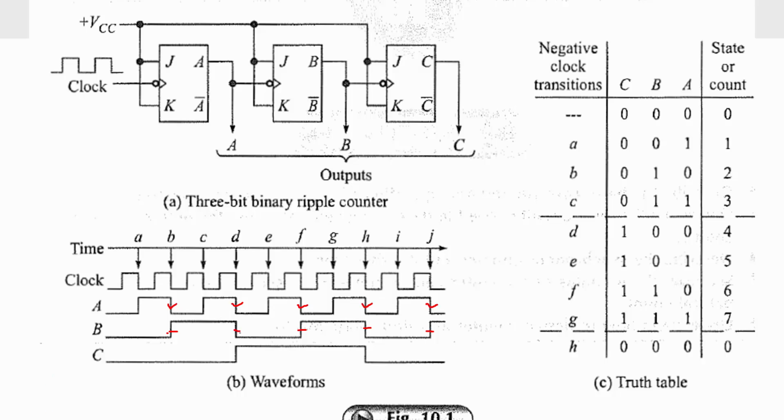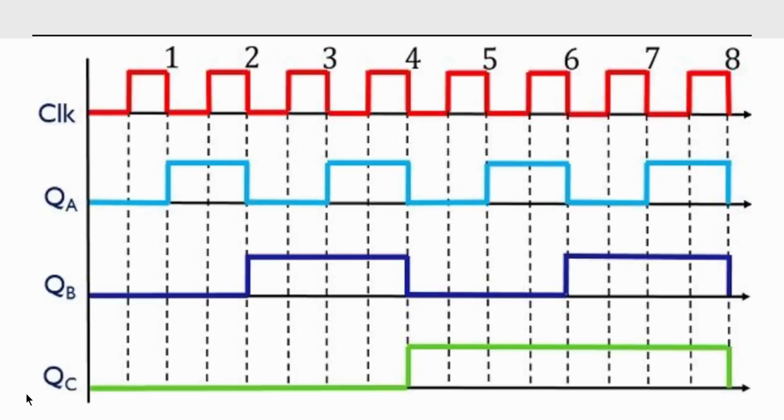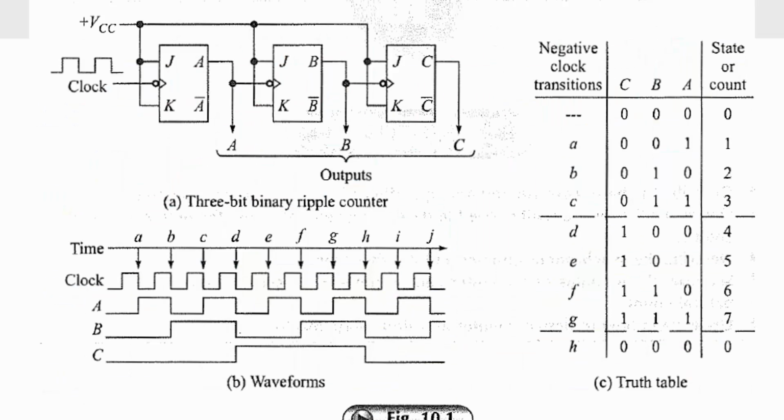Now, here we have one more, the third bit, that is the C bit. C is going to be generated by this flip-flop. This is triggered by the output B. So we need to consider the negative edge of your B output. We have already marked the timing diagram of B. So during the negative edge of B, the C will toggle. Initially assume C is in 0 state. During the negative edge of B, this will toggle low to high. Here it is high to low.